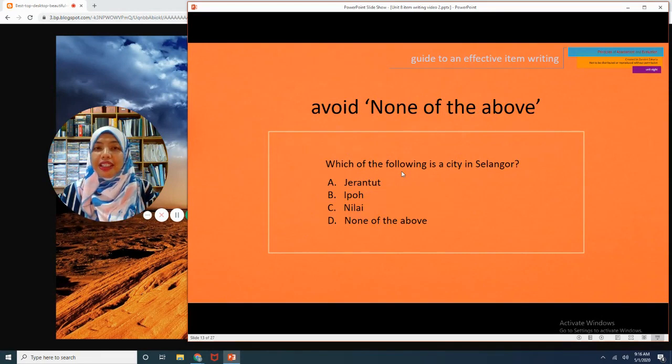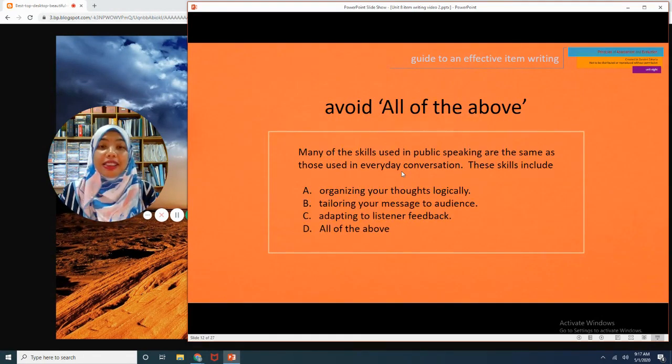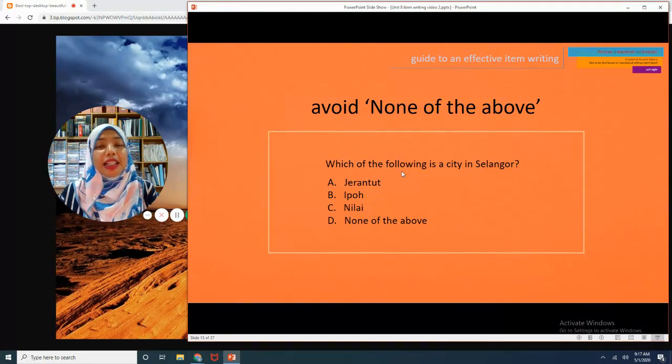Okay, let's move on. Here is another interesting thing. You must avoid all of the above at all costs, and please avoid none of the above. I feel that it is okay to use none of the above. However, some disagree. To me personally, I don't think the use of none of the above is effective, and not even the word if possible.